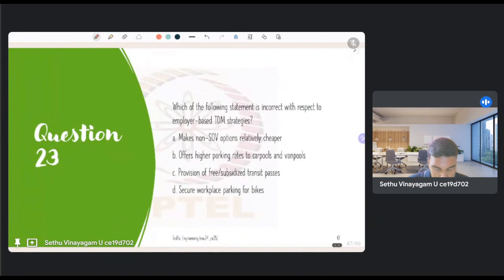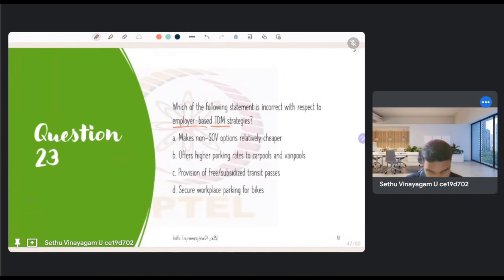Question 23 is, which of the following statements is incorrect with respect to employer-based TDM strategies? TDM stands for travel demand management. Okay. So here, what are the employer-based TDM strategies? The idea is to reduce the traffic demand. How can we do that? In particular, by reducing the number of vehicles that are on the road. So which options help us do that?